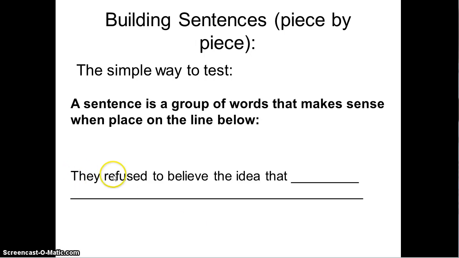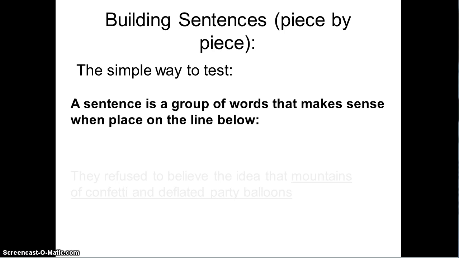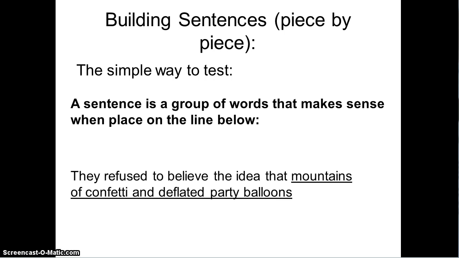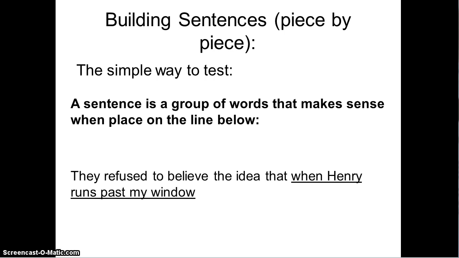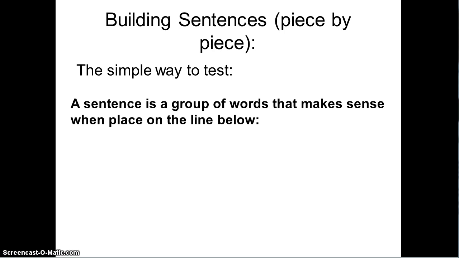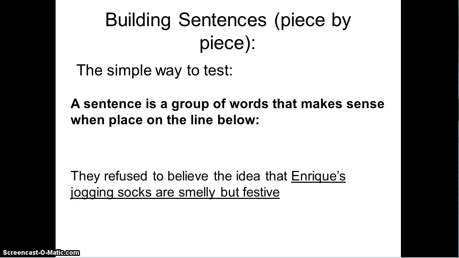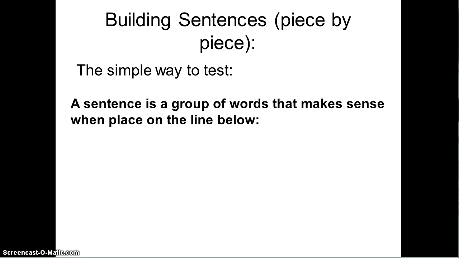Use this formulation: "They refuse to believe the idea that," followed by a blank line, and place a group of words on that line and read the statement out loud to see if it makes sense. Here's an example. They refuse to believe the idea that mountains of confetti and deflated party balloons. Something doesn't sound quite right. Let's look at another one. They refuse to believe the idea that when Henry runs past my window, again, something's missing. They refuse to believe the idea that Enrique's jogging socks are smelly but festive. Here we have one that makes sense. It sounds complete.